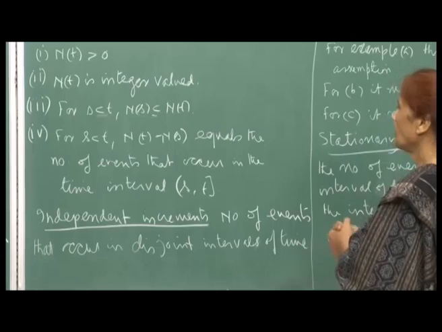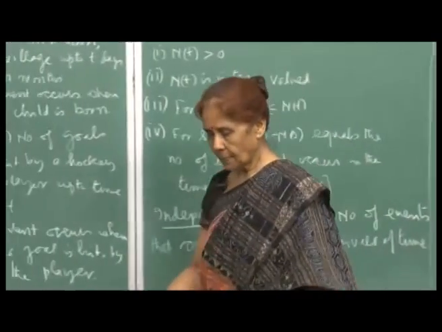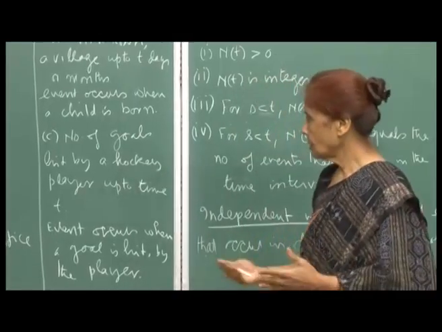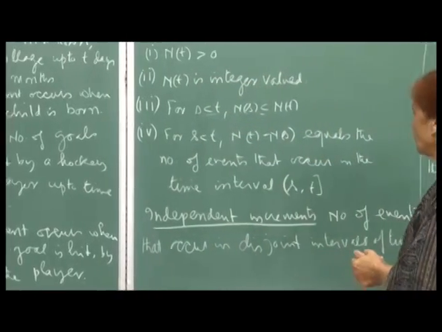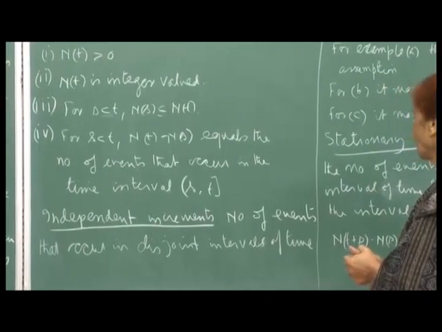Now, there are other things that we want to impose, because remember we are modeling this situation where we want to count the number of events that take place, but certain conditions will have to be met.